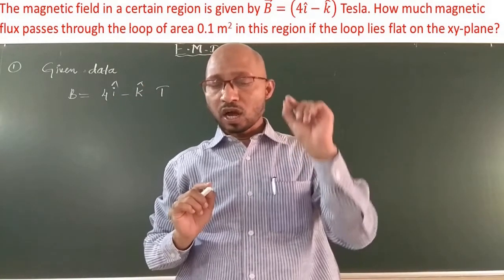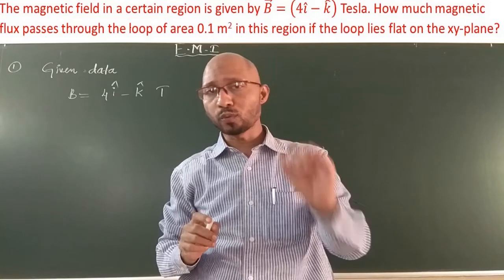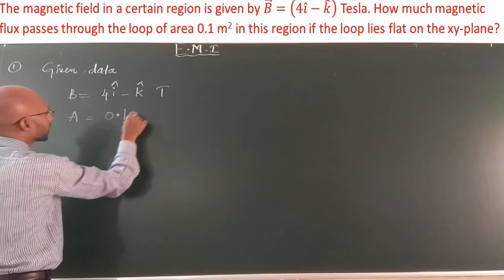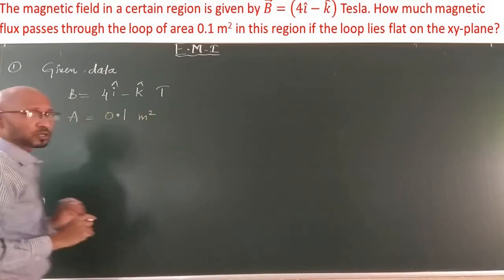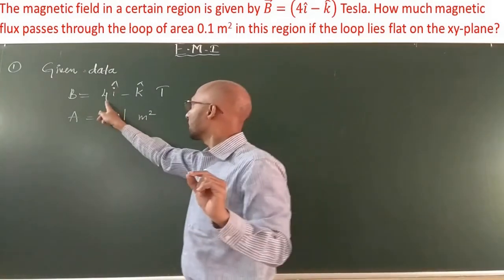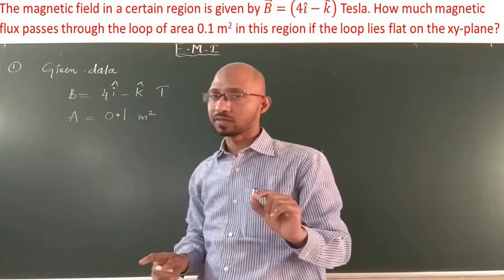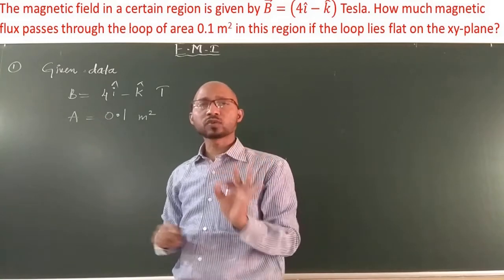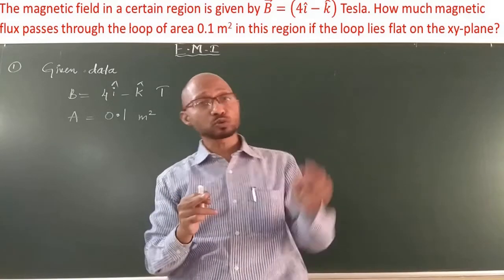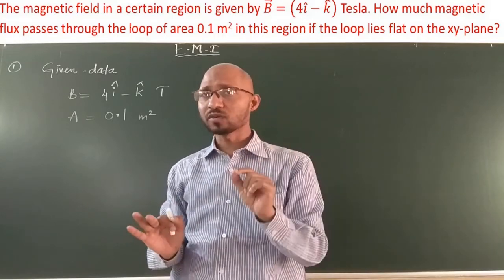The question says how much magnetic flux will pass through the loop area. Area is given. This is a very important question. The magnetic field in a certain region is given in terms of two components, one along the x-axis and one along the z-axis. He simply told us how much magnetic flux will pass through the loop of area 0.1 meter square. Only that is given.